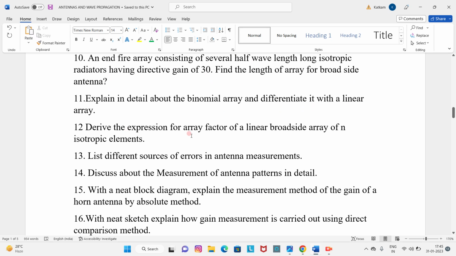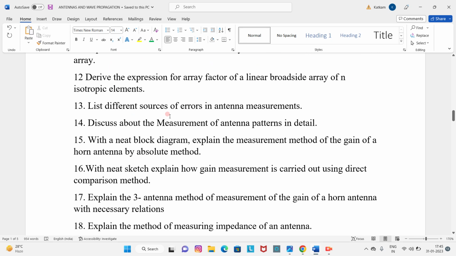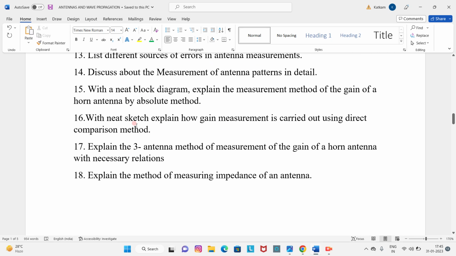15th question, with a neat block diagram explain the measurement method of the gain of a horn antenna by the absolute method. 16th question, with a neat sketch explain how gain measurement is carried out using the direct comparison method. 17th question, explain the 3 antenna method of measurement of the gain of a horn antenna with the necessary relations. 18th question, explain the method of measuring impedance of an antenna.